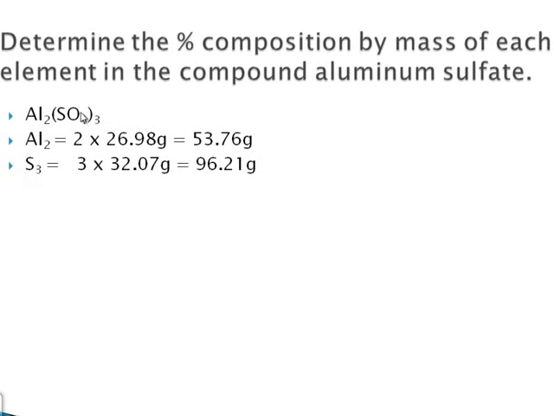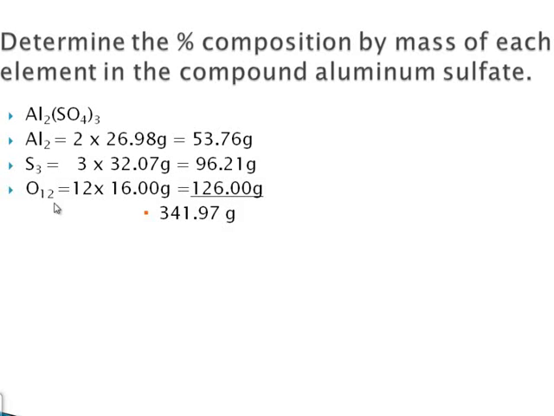I have 3 sulfurs, 1 times 3, 3 times the molar mass, gives me that. I have 12 oxygens, right, 4 times 3, each weighs 16 grams, gives me that total mass contributed by oxygen. I add these all together and I get a formula mass of 342.17 grams per mole. For aluminum, it's going to be its mass divided by the total, which gives me 15.72% aluminum.